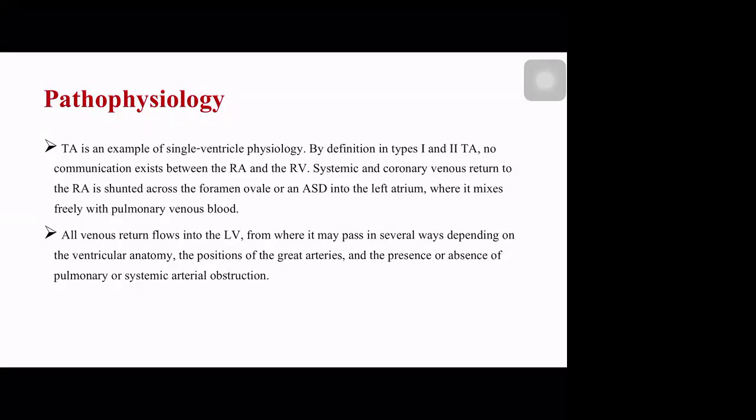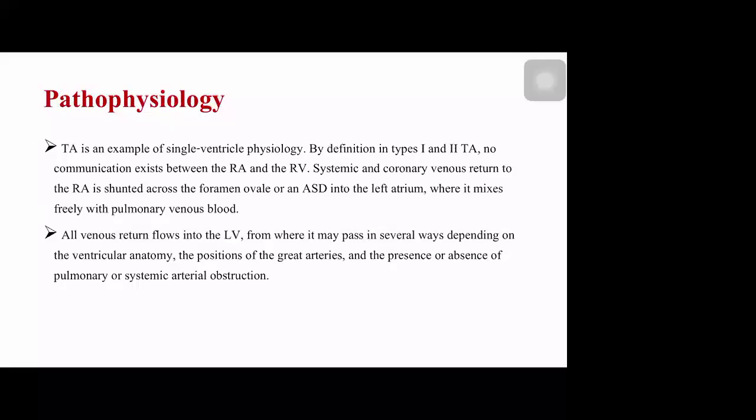where the left atrium is already having its own blood from the pulmonary veins. So it is the left atrium where mixing is happening, both the blood from the right atrium and from the pulmonary vein. Now this all venous return flows into the left ventricle, from where it may pass in several ways, depending on the ventricular anatomy, the position of the great arteries, and the presence or absence of pulmonary or systemic arterial obstruction.